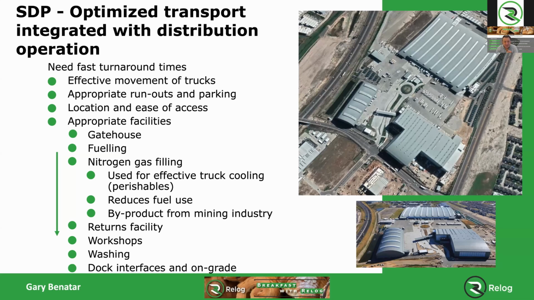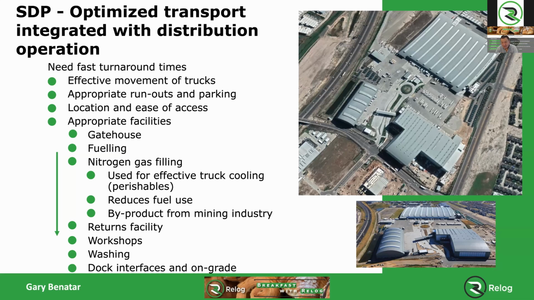We need to optimize. The SDP is really about optimized transport integrated with it. We need fast turnaround times, effective movement of trucks, appropriate runouts and parking, making sure that the runouts are correct for the type of vehicles you've got. You've got to have ease of access. And you've got to have appropriate facilities.